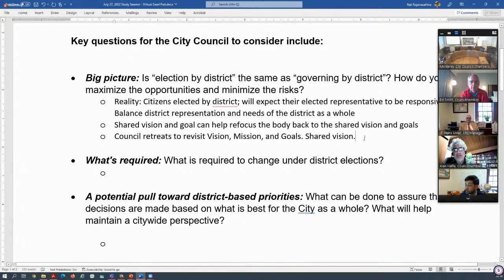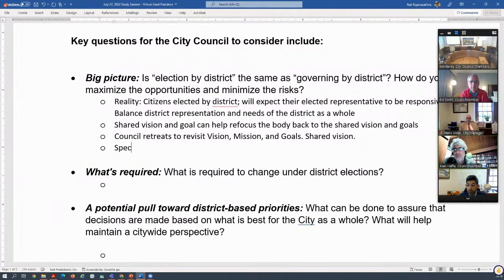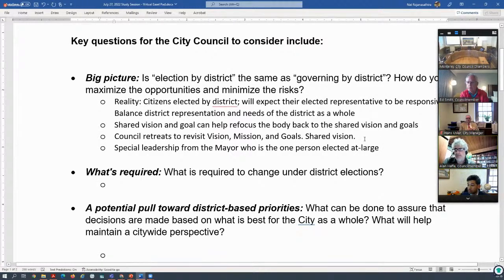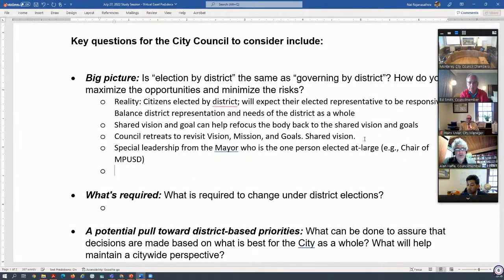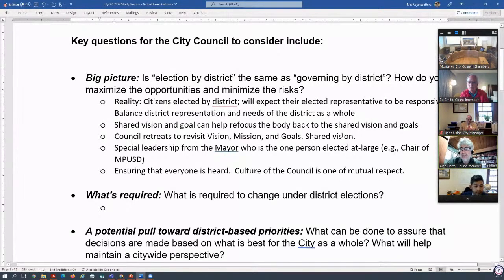I think it's going to take special leadership from the mayor, whoever they are, because they are the one person who will be elected at large. And in my experience on the MPUSD board, the leadership of the chair made a difference in terms of making sure that everybody was heard, and that the culture of the board, or the council in this case, is one of mutual respect, even where people may disagree. So those are just a few of my initial thoughts.